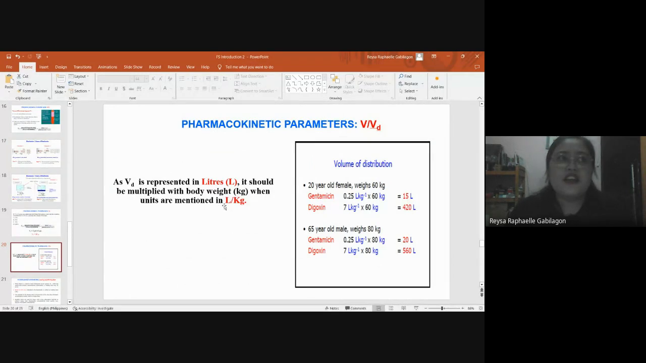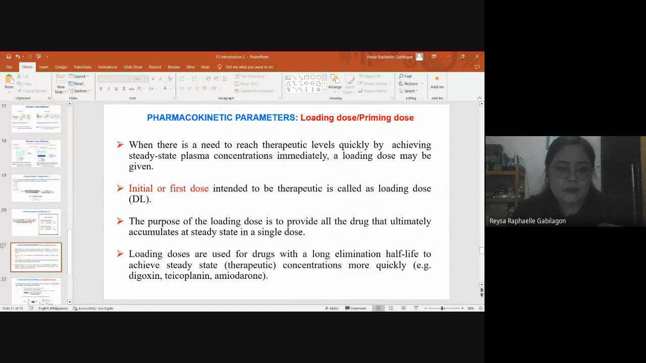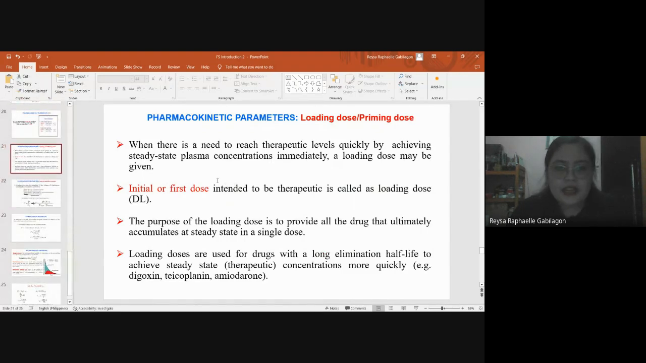Meron kasing mga scenario na the volume of distribution is being given and naka-liters per kilogram siya. So for you to get the real volume of distribution, just multiply it sa weight ng ating patient. So just like this one, for a 20-year-old female that weighs 60 kilograms, the gentamicin supposedly 0.25 liters per kilogram yung volume of distribution. So, i-multiply natin siya sa weight niya. And then, the volume of distribution of the gentamicin is 15 liters. So, yan yung example.